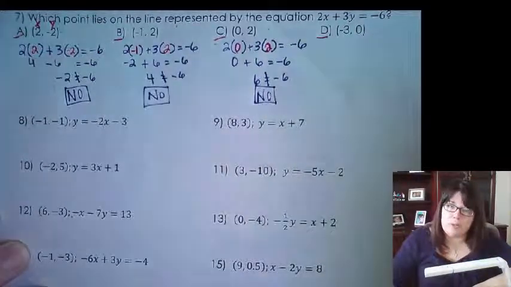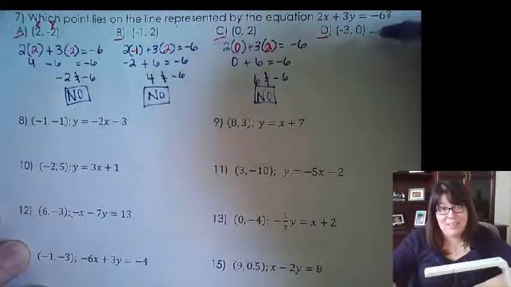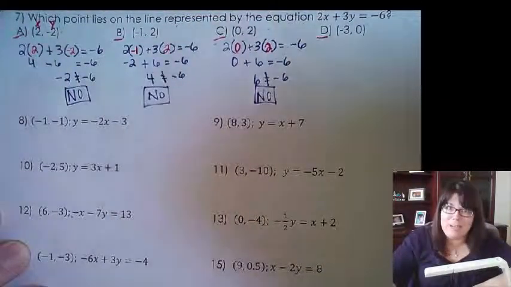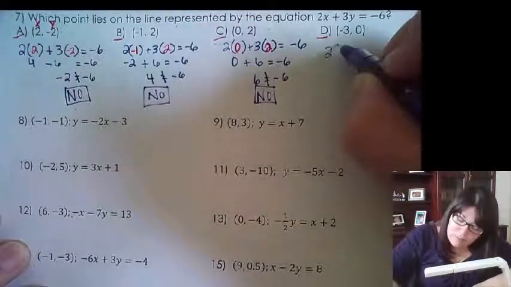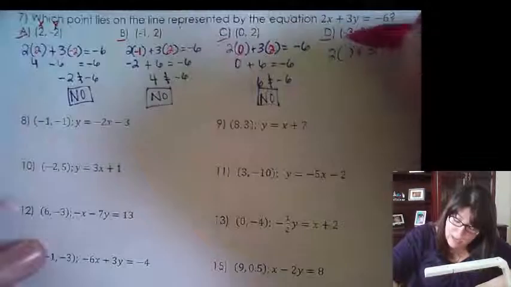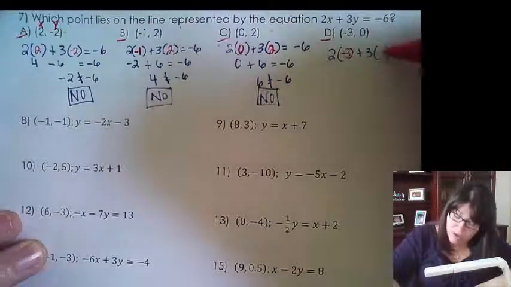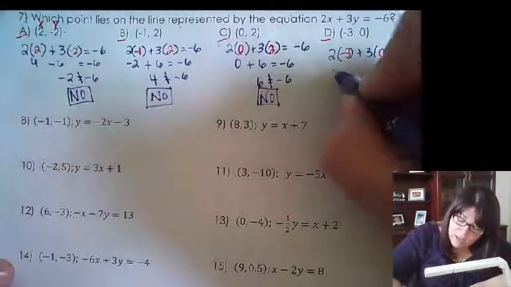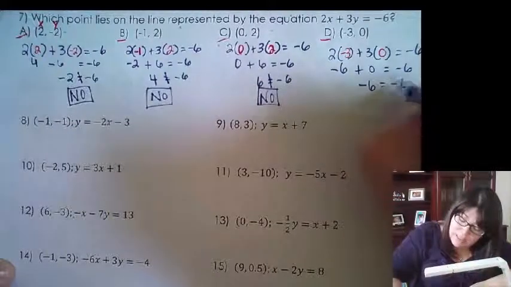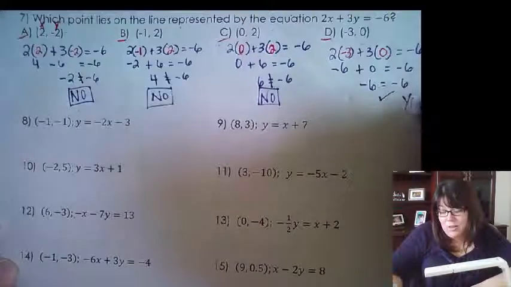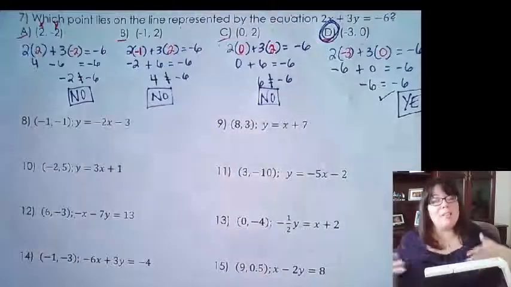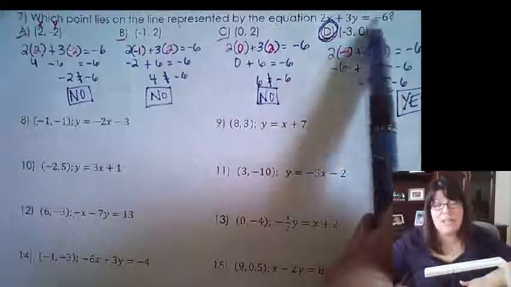So since this is a multiple choice question, I'm guessing that this one's going to be yes. But since I'm a really smart math student, I'm going to make sure that I verify that using algebra before I just answer. So let's see, 2 times x plus 3 times y equals negative 6. Plug in x in the x spot, y in the y spot. And I've got negative 6 plus 0 equals negative 6. Negative 6 equals negative 6. Yes! This works! Woohoo! So D is the point that lies on the line that is made by this equation.